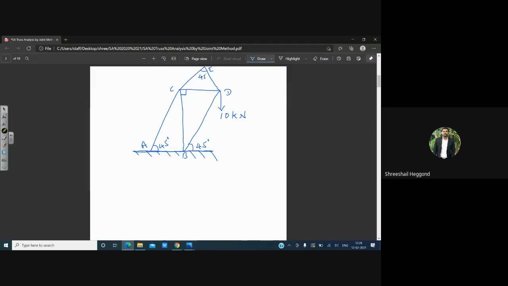Always, whenever the trusses are given on a base, at that time don't consider the base members or the base values, that is the AB member. Do not go for calculation of such components because it is a fixed support. You cannot calculate the values.